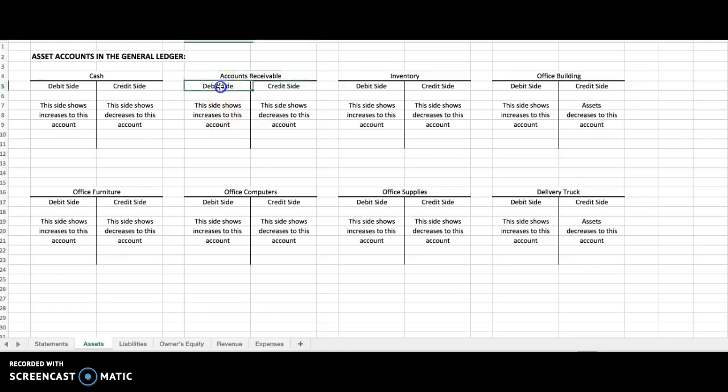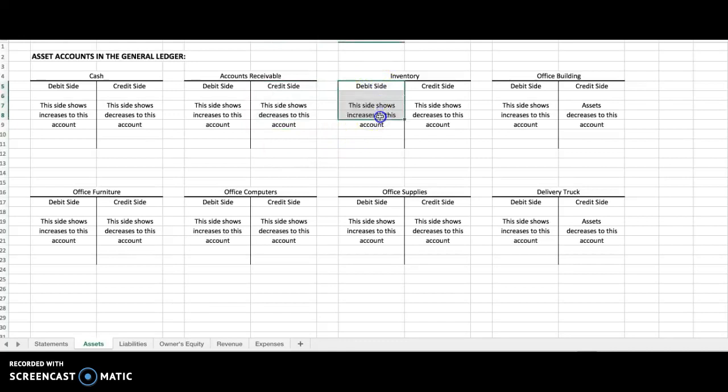So if they owe us more money, it will be shown on the debit side, which shows increases. They owe us more money. When they pay us, then that means this account goes down because they owe less money. Somebody, one customer anyway, owes less money. If that happens, that amount would be put on the credit side of the accounts receivable account, and that would mean a decrease. So people owe us less money because they paid it.